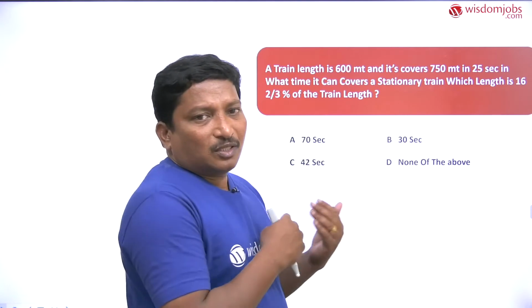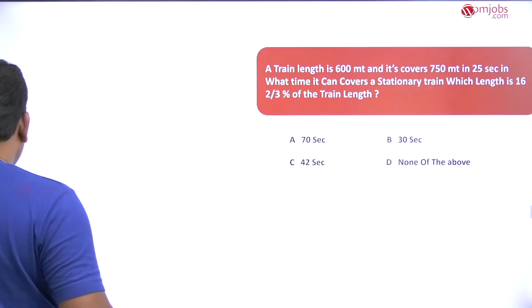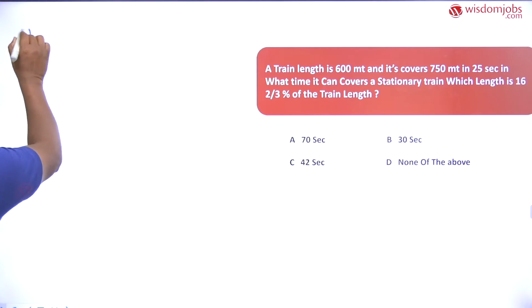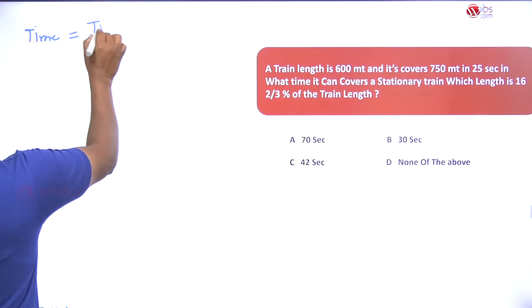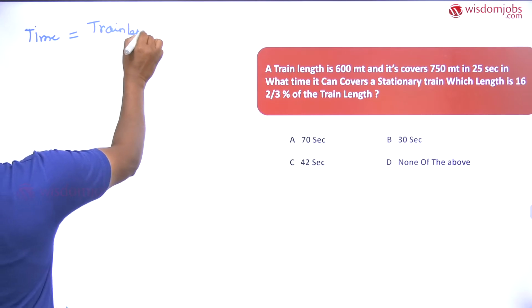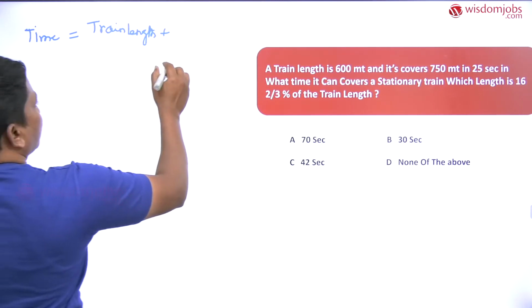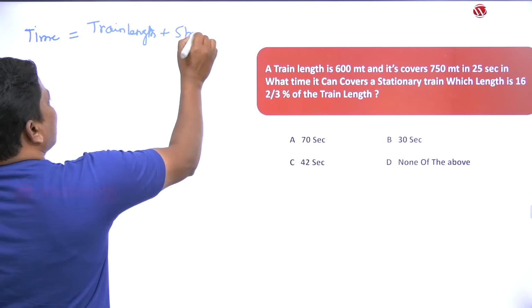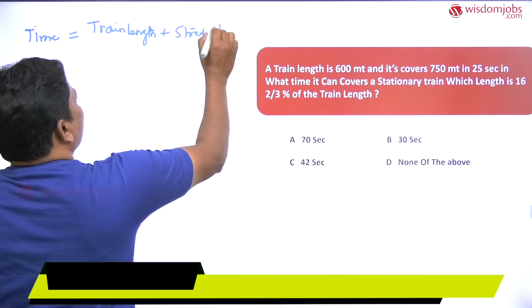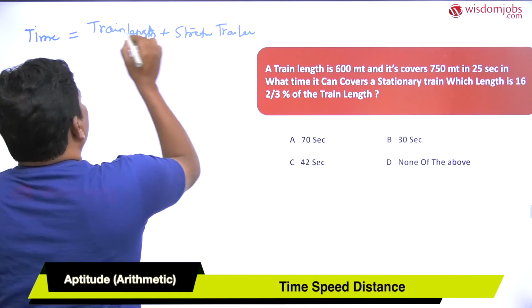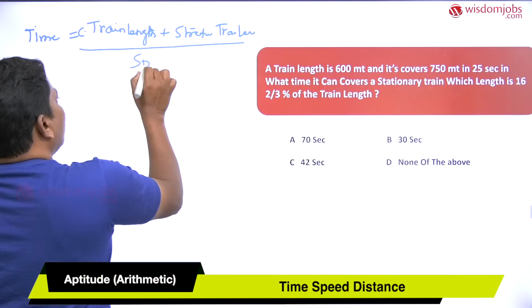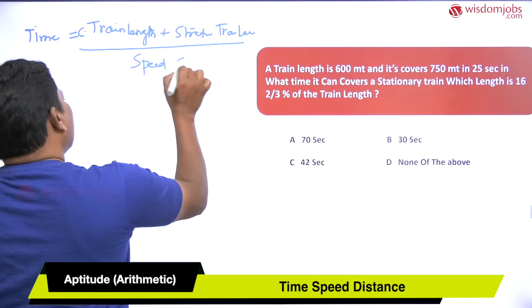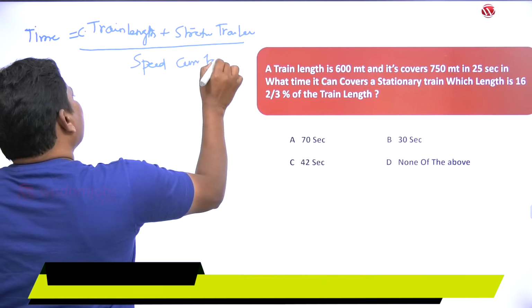Let's move on to the solution, dear students. The time equals the current train length plus the stationary train length, divided by the speed of the current train.